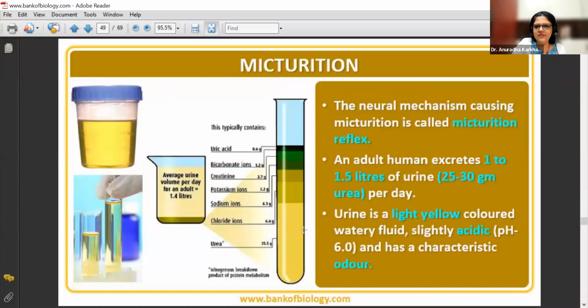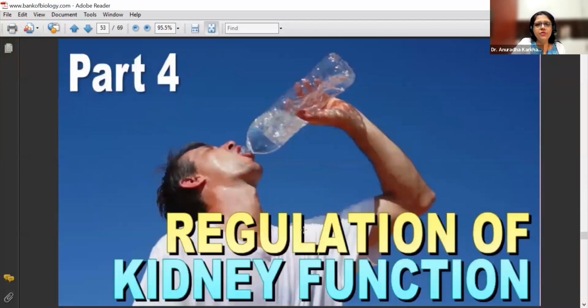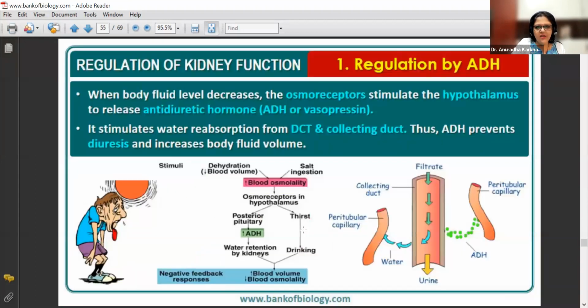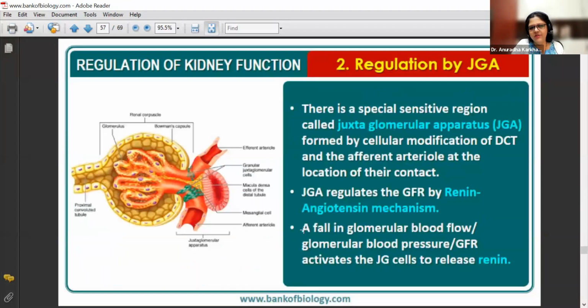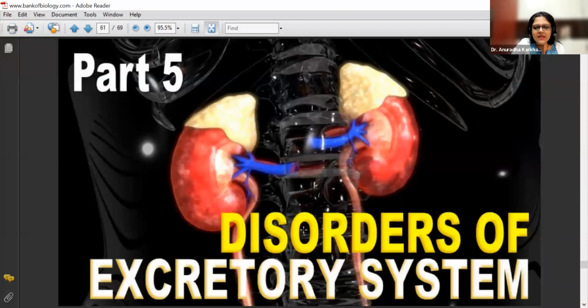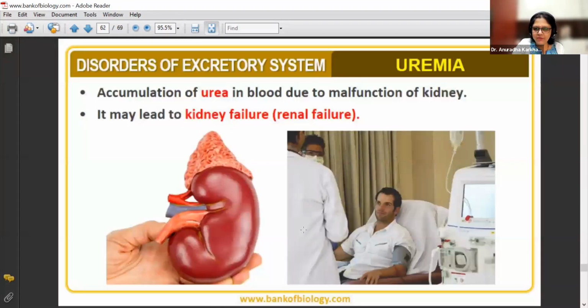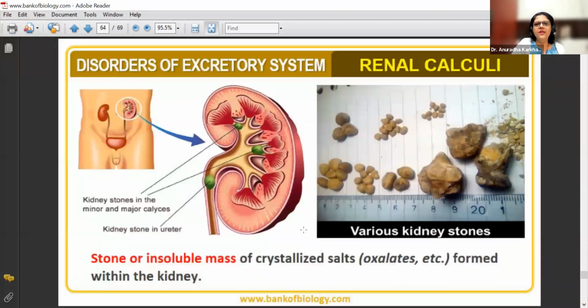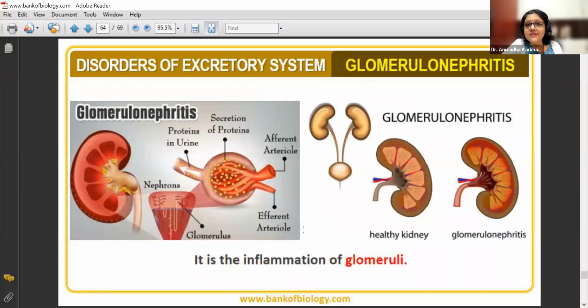That's it. So with this we complete one more chapter, that is excretion and osmoregulation. In the next class I'll go ahead with, of course, a new chapter, which is going to be locomotion.